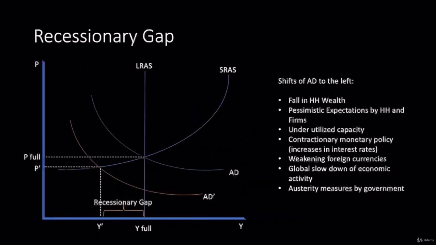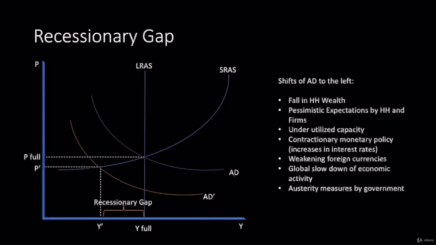A recessionary gap is the first of this kind. A recessionary gap occurs when aggregate demand falls below the long run intersection with aggregate supply, or below full employment. As we see here, aggregate demand falls to the orange line, aggregate demand prime. A new equilibrium emerges where P prime and Y prime are below the old price levels and below the full employment levels. That is what we call a recessionary gap.